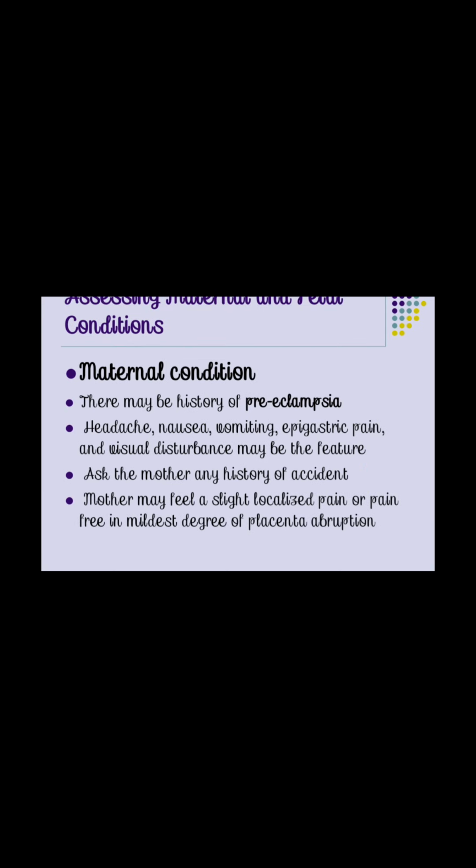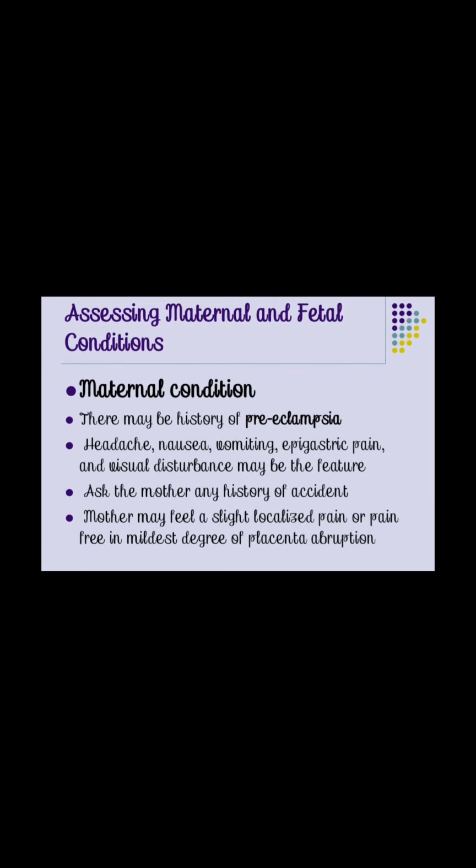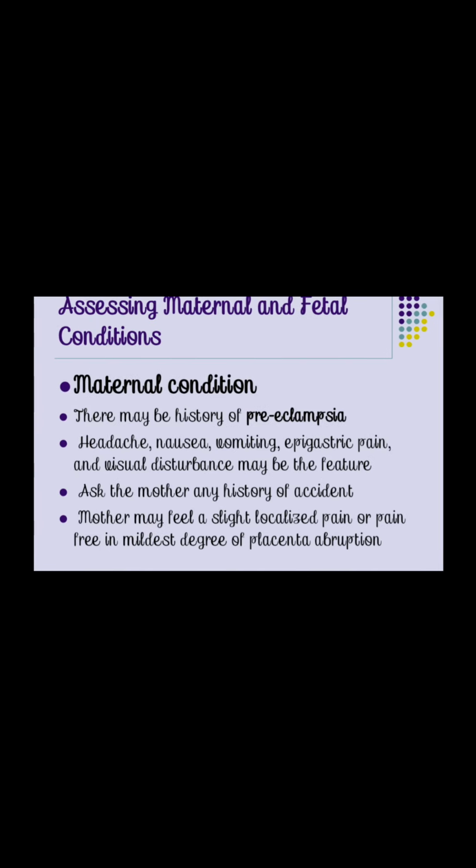Assessing maternal and fetal condition. How to assess maternal and fetal condition kwa mama mwenye hiyo placenta abruption. Tuanze na maternal condition. There may be history of preeclampsia. Mama mwenye placenta abruption anaweza kuwa na history ya preeclampsia kama tulivyoelezea pale mwanzoni. But also headache, anaweza kuwa na headache pia na nausea, vomiting, epigastric pain. Epigastric pain may be due to high blood pressure, and visual disturbance pia inaweza kuwa due to high blood pressure ambayo ni signs of preeclampsia.